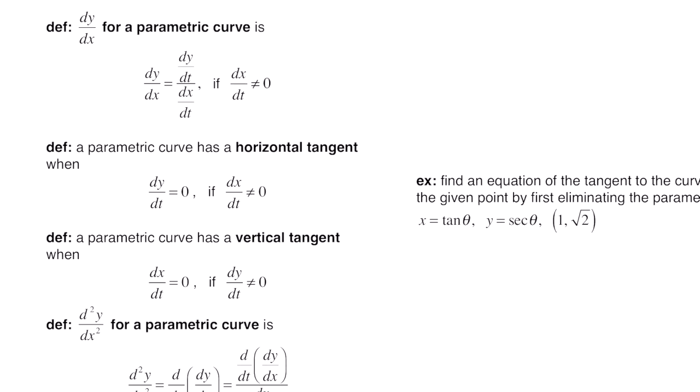So that leads us into our definition for dy/dx for a parametric curve. dy/dx is equal to dy/dt divided by dx/dt, and again, this is permitted that dx/dt doesn't equal 0. A parametric curve has a horizontal tangent when the numerator is equal to 0, so that's dy/dt equals 0, still with the condition that the denominator doesn't equal 0. And a parametric curve has a vertical tangent when the denominator is equal to 0, or dx/dt equals 0.